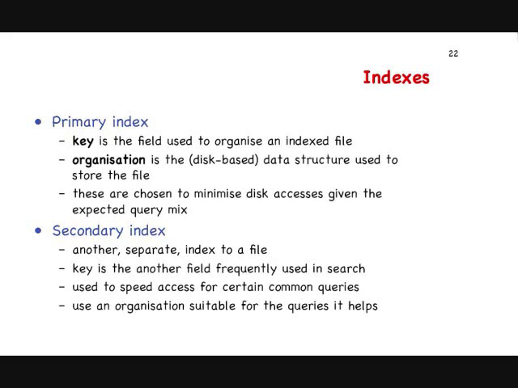We may have other applications that come in using customer identifier, in which case we might want to have another index, but this won't be the index we'll still organise the file. We might have a secondary index on customer number, even though it's the primary key. I'm just trying to get you to separate the notion of primary key and index key. Now, our primary index has a key to organise it and some organisation used to store the file.